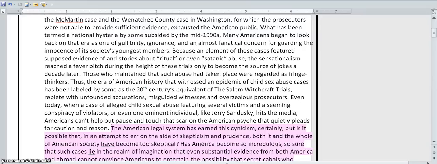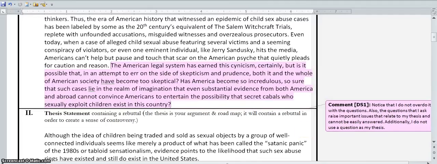The American legal system has earned this cynicism, certainly. But is it possible that in an attempt to err on the side of skepticism and prudence, both it and the whole of American society have become too skeptical? Has America become so incredulous, so sure that such cases lie in the realm of imagination, that even substantial evidence from both America and abroad cannot convince Americans to entertain the possibility that secret cabals who sexually exploit children exist in this country? Okay, so that is my introduction.